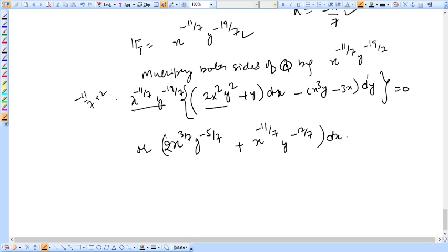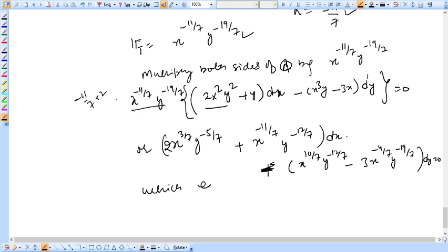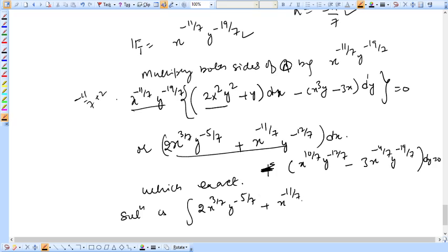Into dx. Okay, plus, sorry, it is minus x raised to power 10 over 7, and this would be y raised to power minus 12 over 7, minus 3 into x raised to power minus 4 by 7 and y raised to power minus 19 by 7 into dy equal to 0, which is exact, and the solution would be given by the integral of M dx. Here M is this, so the solution is 2x raised to power 3 by 7 y raised to power minus 5 by 7 plus x raised to power this and y raised to power minus 12 by 7, into dx.